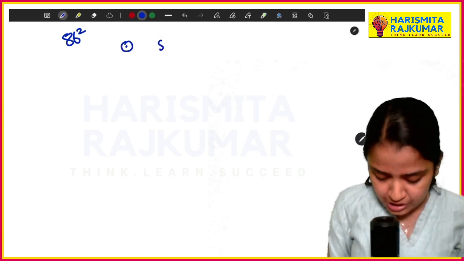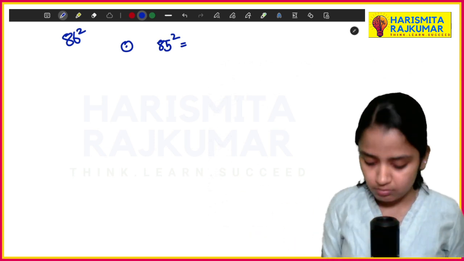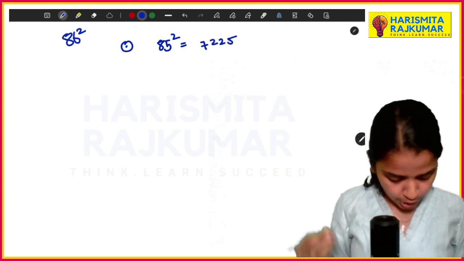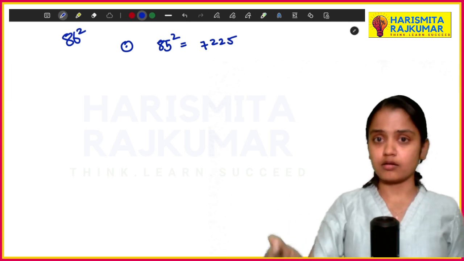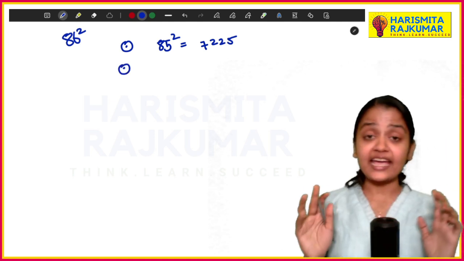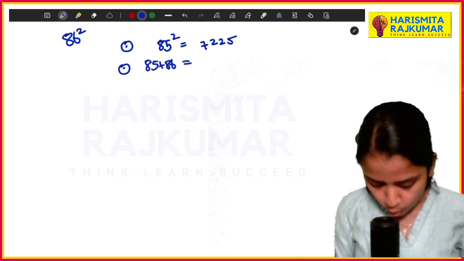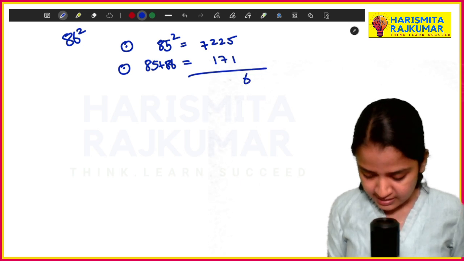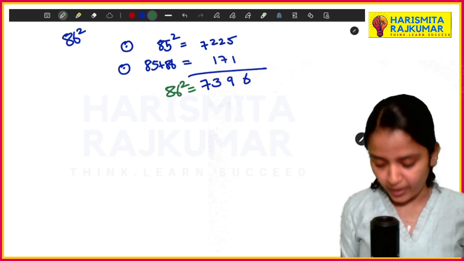85 square, squaring numbers ending with 5, you know it, is 25 and 8 into 9 is 72, so it is 7225. Next, I have to add the predecessor and the number itself. 85 plus 86 gives 171. So the final answer is 7396. This is your 86 square answer.